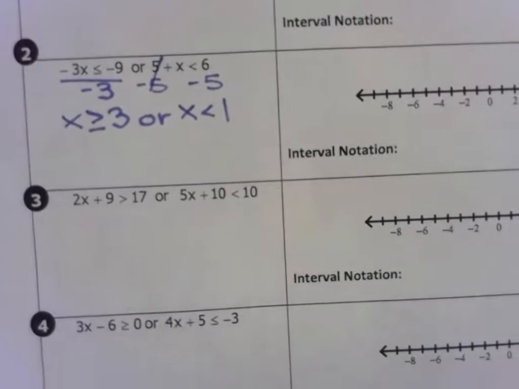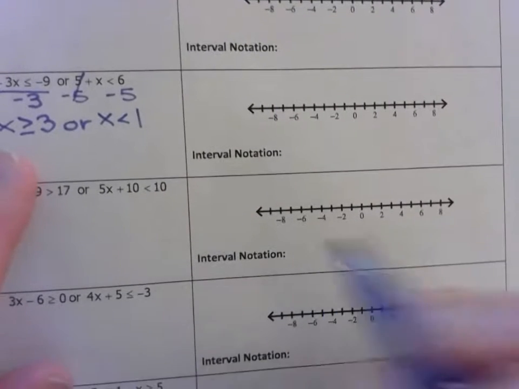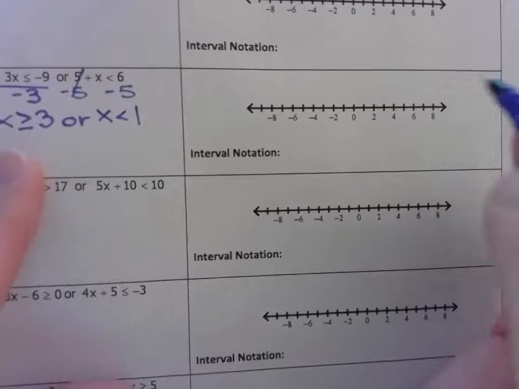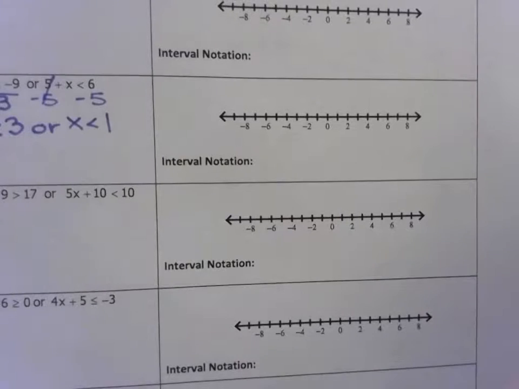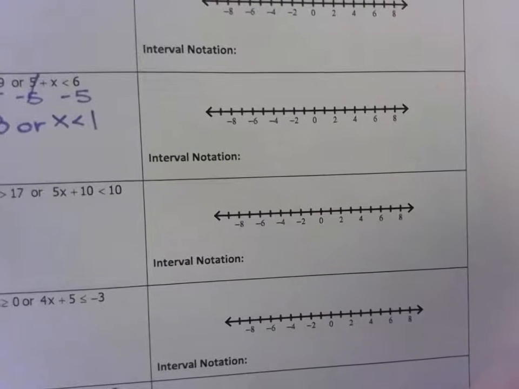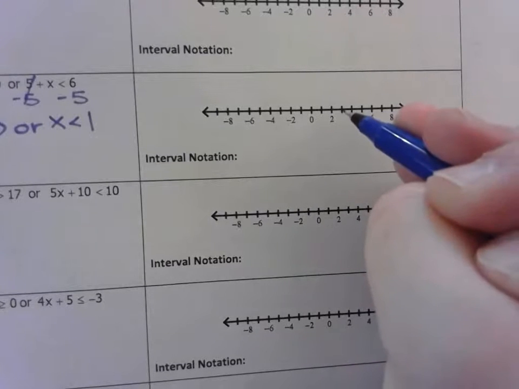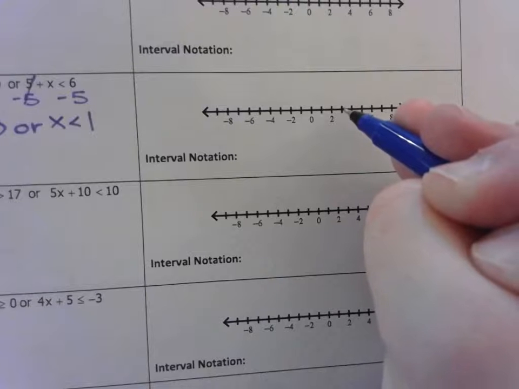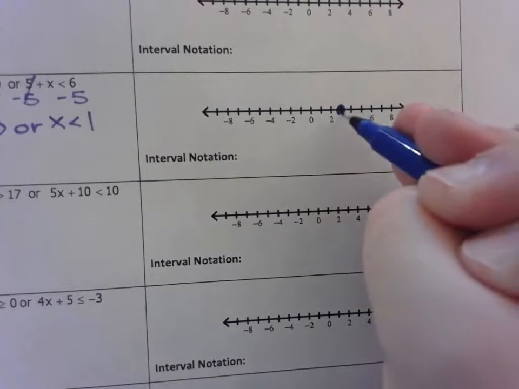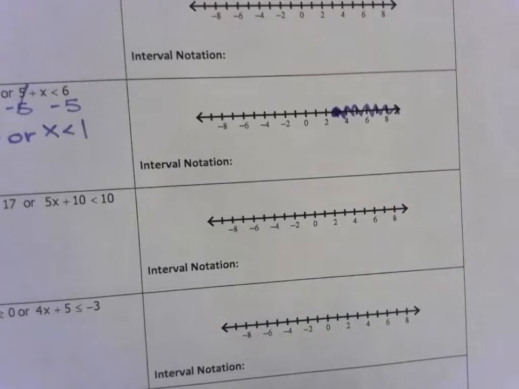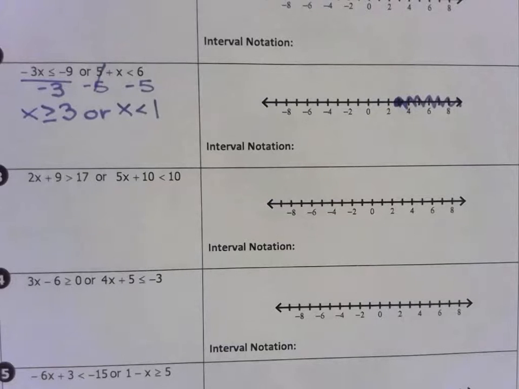Okay, let's graph this. It's an or, so I'm thinking it's going to go out in both directions, possibly. X is greater than or equal to 3. How would I graph that on a number line? Michael, where's 3 at? Right past 2, between 2 and 4. Open or closed circle? Closed. Shade to which direction? Right. So it's a filled-in circle at 3, shade to the right. This is nothing new. We're just doing it twice.